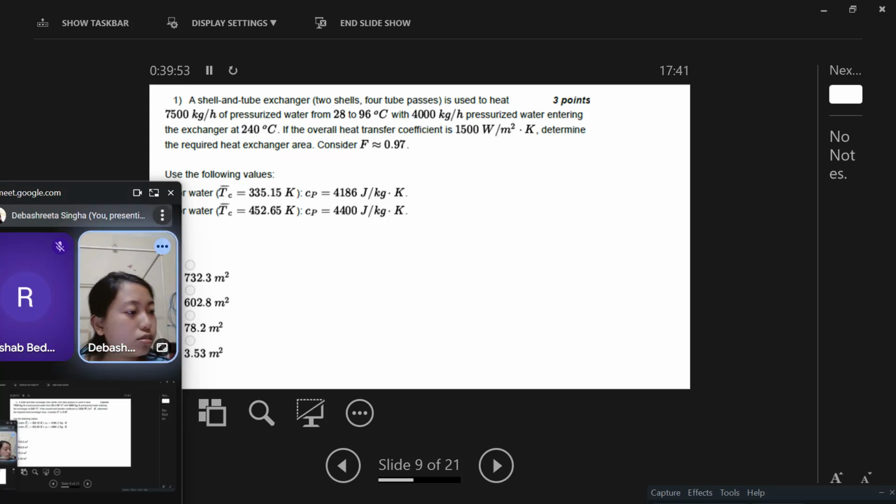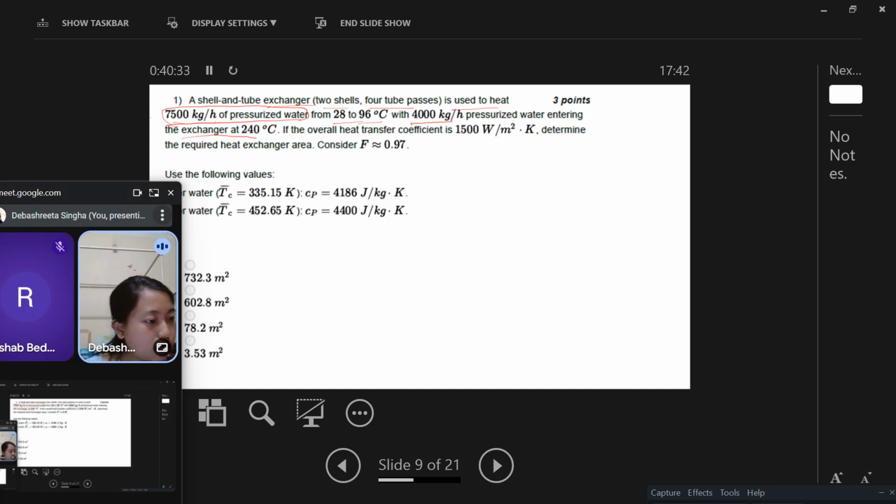Okay, next. This is a problem of a shell and tube exchanger. A shell and tube exchanger, two shells, four tube passes, is used to heat 7500 kg per hour of pressurized water from 28 to 96 degrees Celsius with 4000 kg per hour of pressurized water entering the exchanger at 240 degrees Celsius. So this heat exchanger is used to heat this water. That means this is the cold water, I mean the cold fluid.